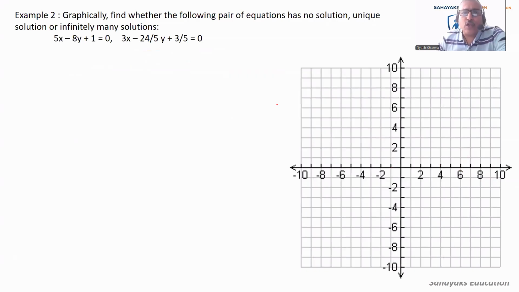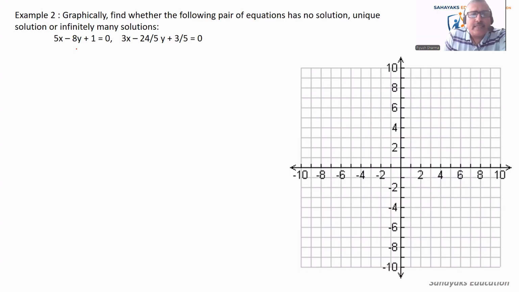Graphically find whether the following pair of equations has no solution, unique solution, or infinitely many solutions. Now we have to find out whether these lines will be parallel, intersecting, or coinciding on each other. So how to find it?